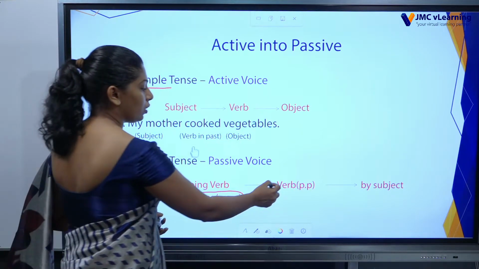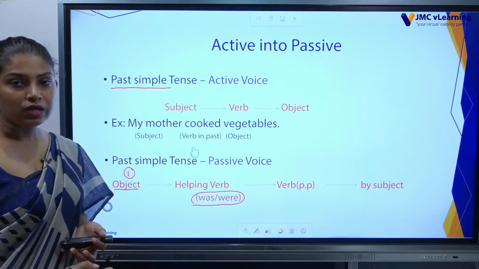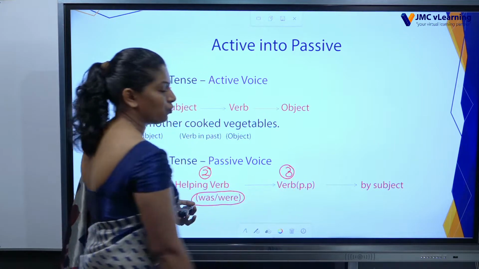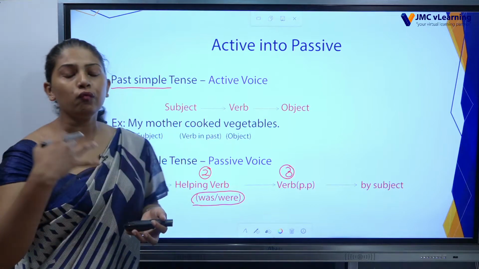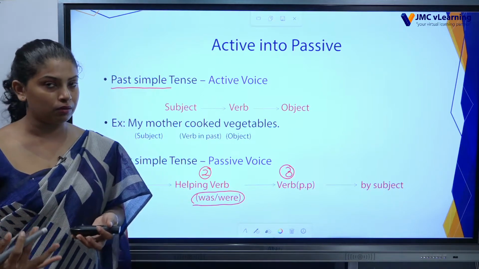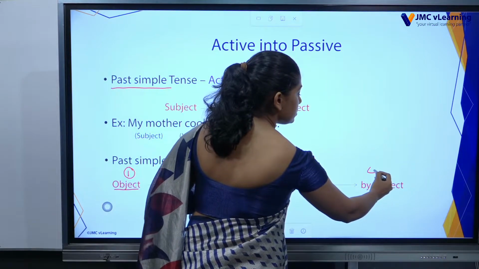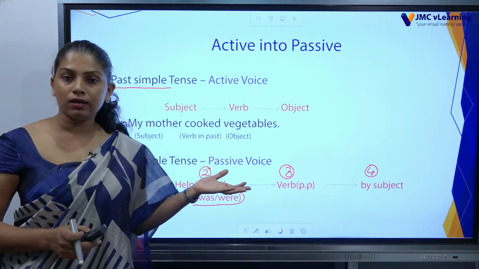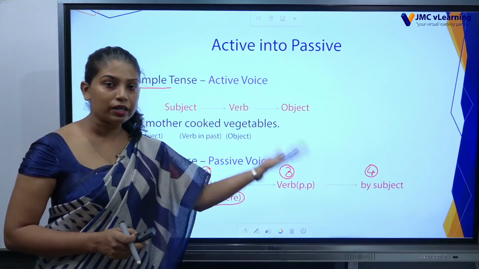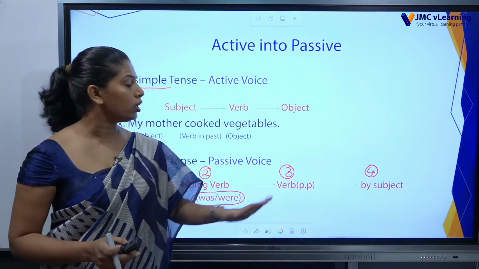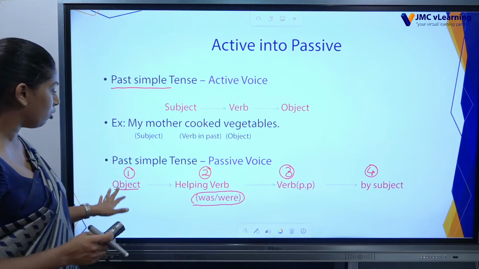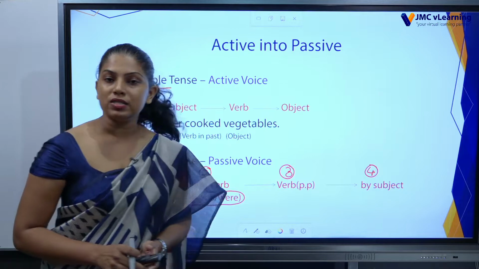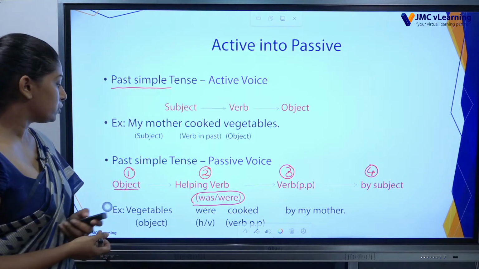Then we go to the verb in past participle. The verb form comes in past participle, and that is the third part of the passive voice sentence. Then finally, if you want to mention the subject, giving it less importance, you can use by plus the subject. By whom this was done, who has done this. Finally, you can use it if you want that. If you do not want, you can just remove that part and use only the object, the helping verb, was and were when you are talking about past tense, then the verb in past participle. Let us go to the example here.